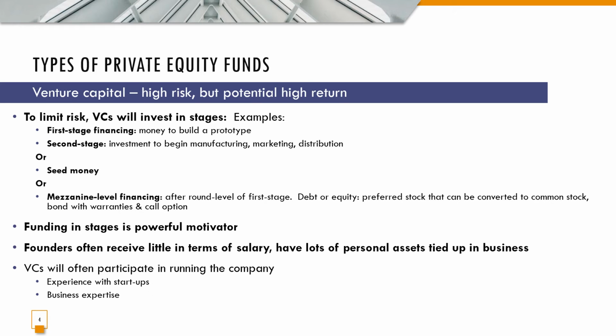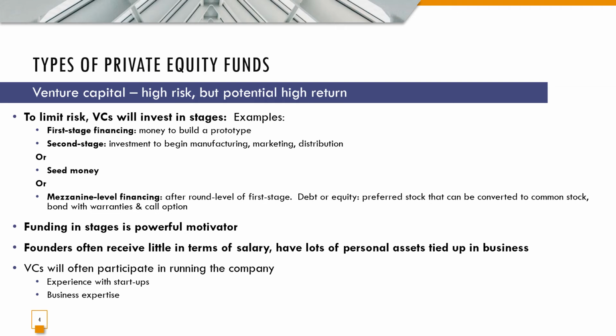Some types of equity funds. So venture capital, high risk but potential high return. So to limit risk, VCs will invest in stages. So for example, first stage financing might give money to build a prototype. Second stage, investment to begin manufacturing, marketing, and distribution. Sometimes VCs will give seed money. So this is an initial grant of money or an initial investment that the corporation or the business uses to get going.